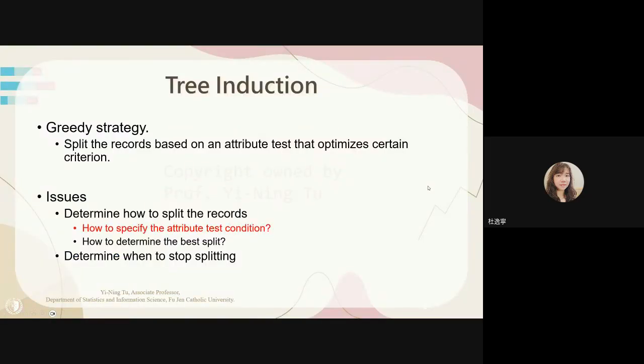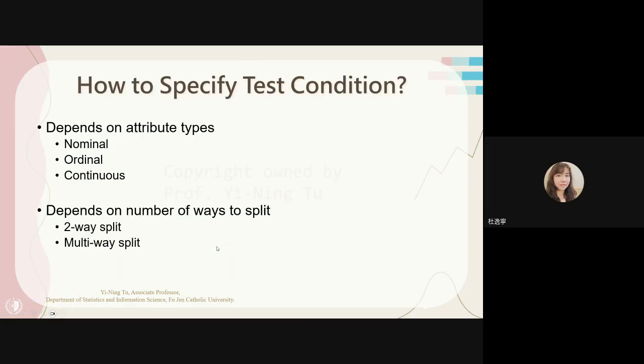So when we do tree induction, we have a lot of strategies. First is the greedy strategy. The greedy strategy will split the records based on attribute tests that optimize a certain criterion. For example, there are a lot of issues. First, how to specify the attribute test condition, and how to determine the best split. We will discuss them one by one. First, how to specify the test condition.